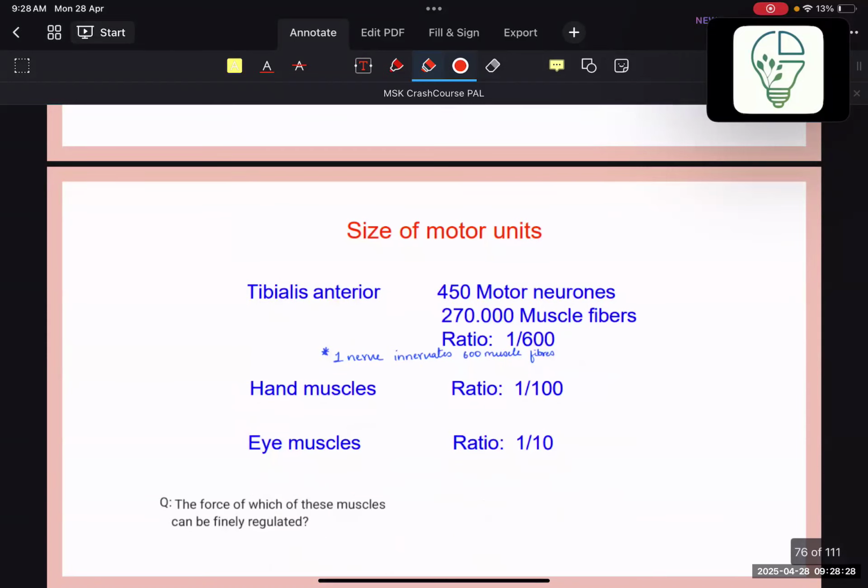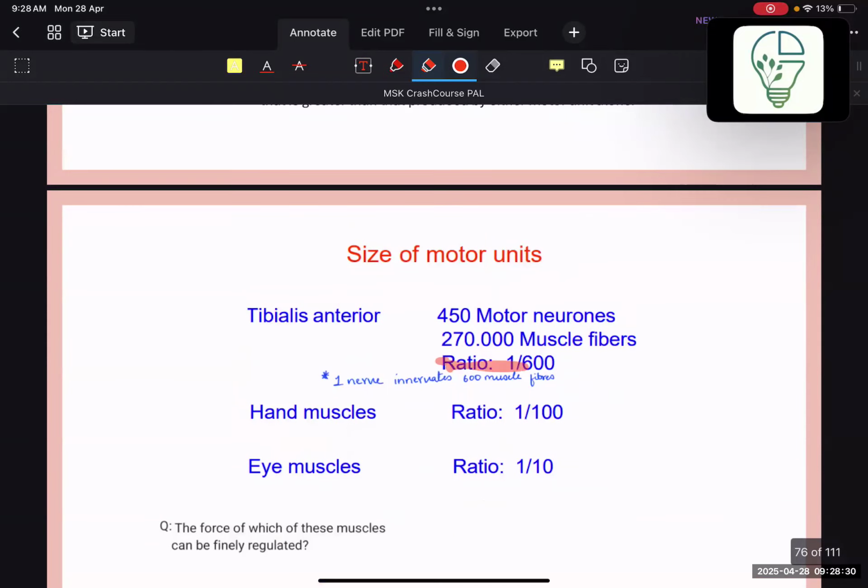Now, what the doctor was explaining here was this ratio. And this ratio is the ratio of motor neurons to the fibers they innervate. In tibialis anterior, which is, I think, a muscle in your leg, one motor neuron is going to innervate a lot because it's in your leg. Imagine you need to jump, you need to run, you need to make big, forceful movements. So one neuron will innervate 600 fibers.